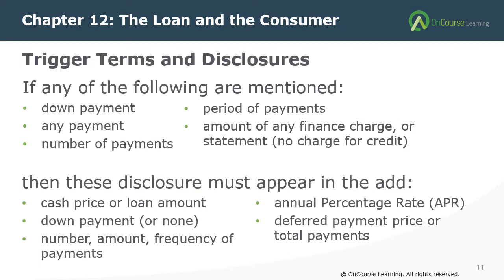What's the cash price of that item? Or what's the loan amount? Is a down payment required or none? What's the number, amount, and frequency of the payments? The APR must be stated. And finally, what is the deferred payment price, or what is the total amount of all of those ongoing payments?